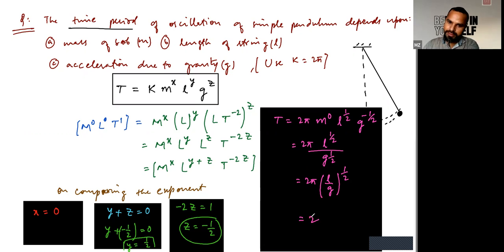So it will be written as T is equals to 2 pi root of L by g, that is time period. So this will be our final conclusion or final result for calculation of time period for simple pendulum.